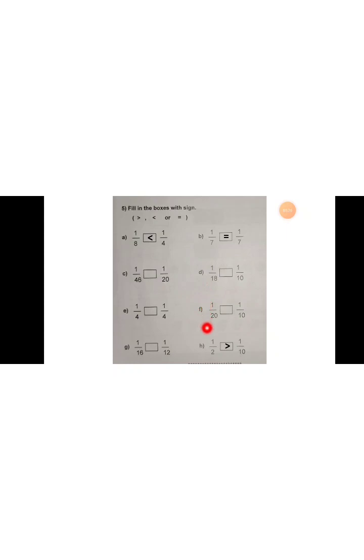Let us look at the other sum, that is 1/2 and 1/10. So the more number of pieces, the value of the fraction becomes less. So 1/10 is smaller than 1/2, or you can say 1/2 is bigger than 1/10. Now children, the rest of the sums you will practice in your rough book.